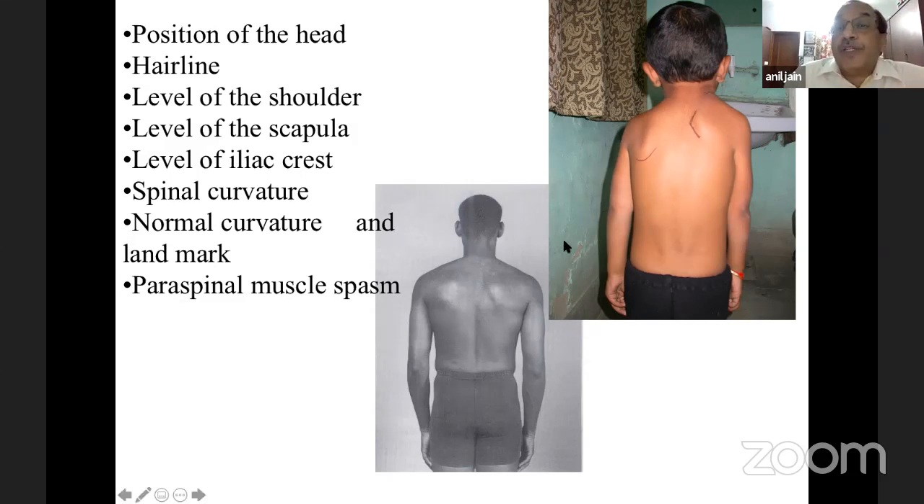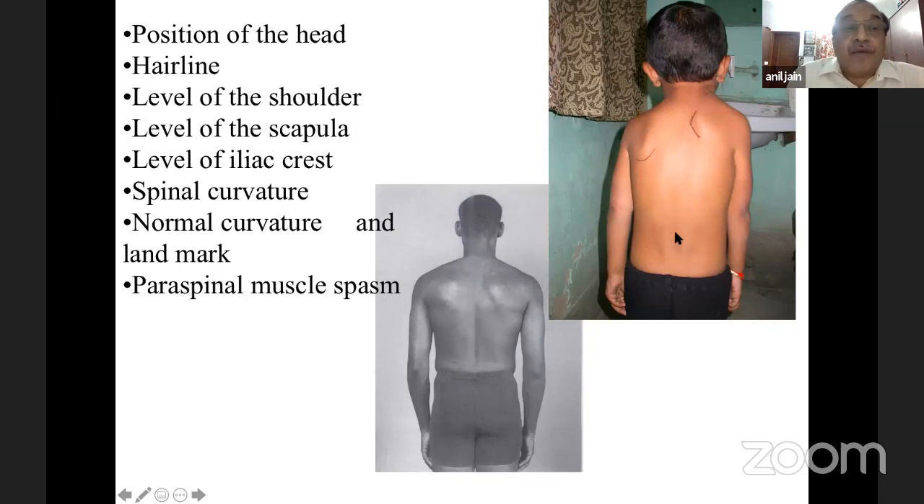Level of shoulder, you could see here, these shoulder levels are different. Level of scapula, like the level of shoulder, here it is different. Even in scoliosis, when the spine is not balanced, then the level of shoulders is different. Level of scapula, level of iliac crest, whether they are symmetrically placed.